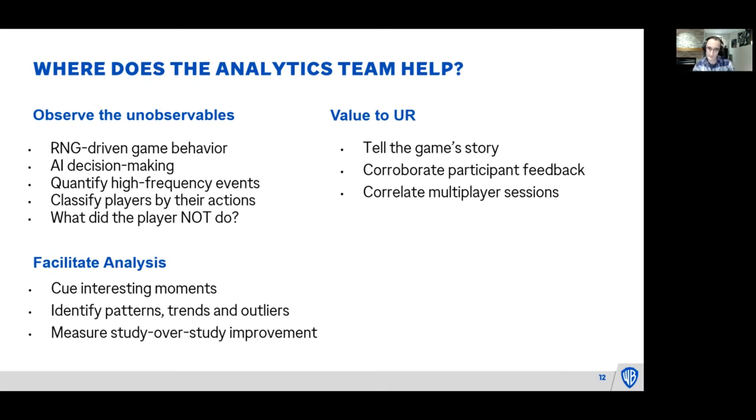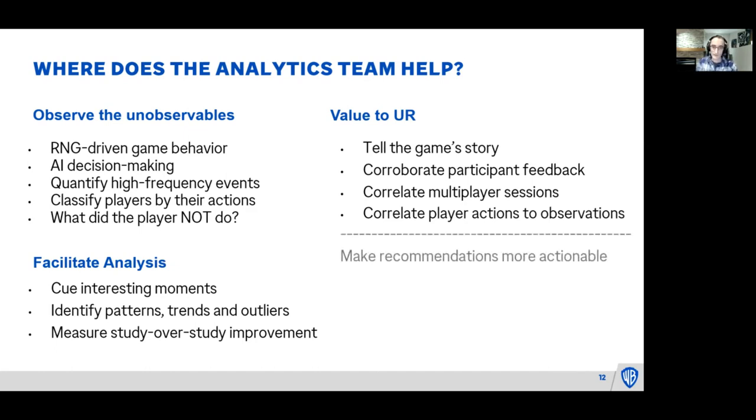Are they all playing the same class? Are they all playing the same way? Is somebody lost? Is the group moving together? That kind of stuff. We can correlate observations to actions and vice versa. And finally, all of this means that we can make more actionable recommendations. By we, I mean user research and analytics together. We can give design more of a target and a more quantified goal or benchmark to make decisions with.